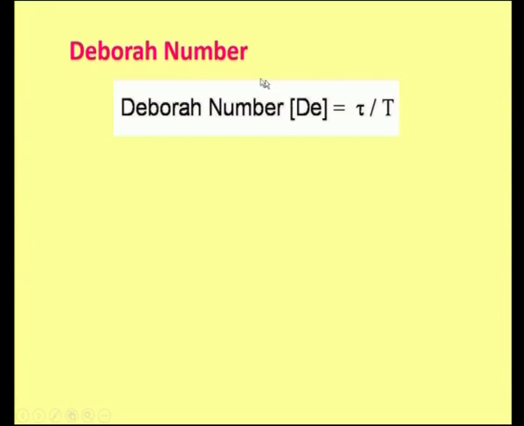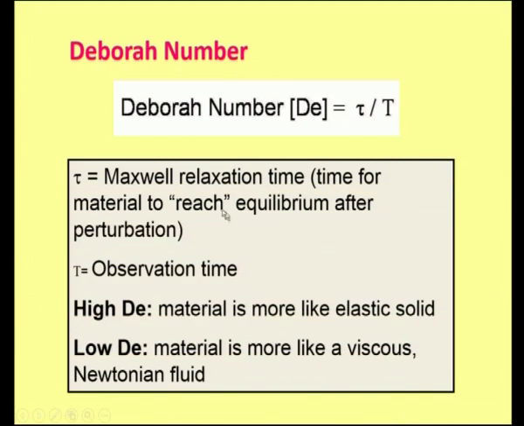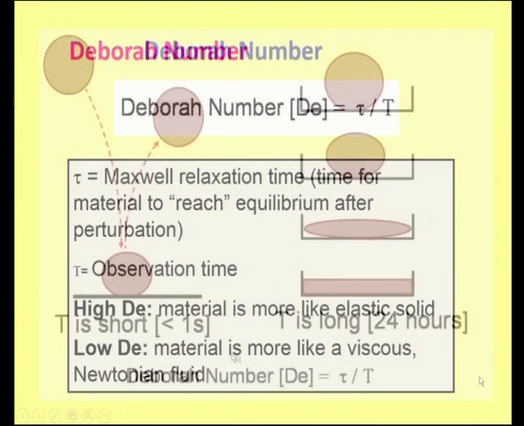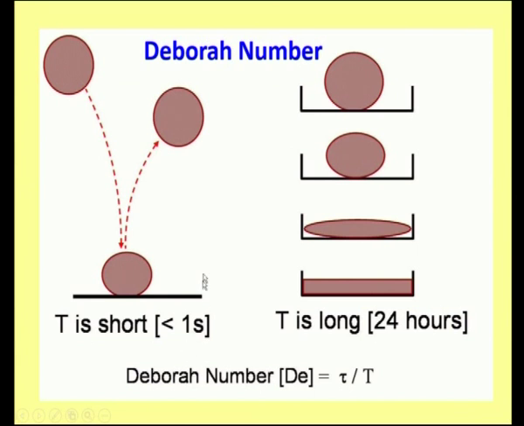The Deborah number is widely used in the Maxwell model, that is the Maxwell relaxation time, which is the time required to reach equilibrium after the applied stress is removed, and t is the observation time. If there is a high value of Deborah number, then the material is more like an elastic solid. When the Deborah value is low, then the material is more like a viscous or Newtonian fluid. This behavior could be easily understood with this experiment.